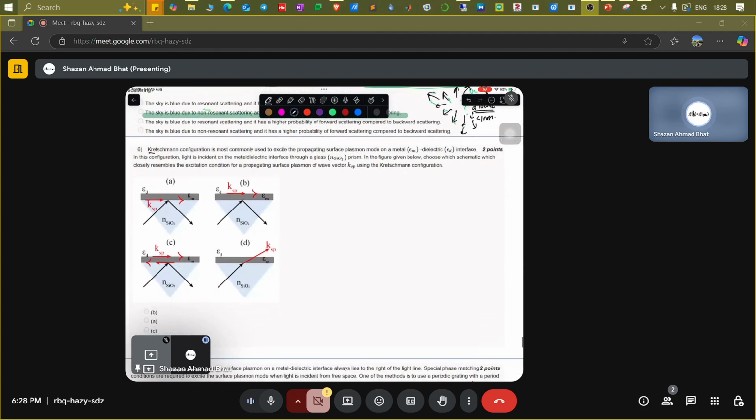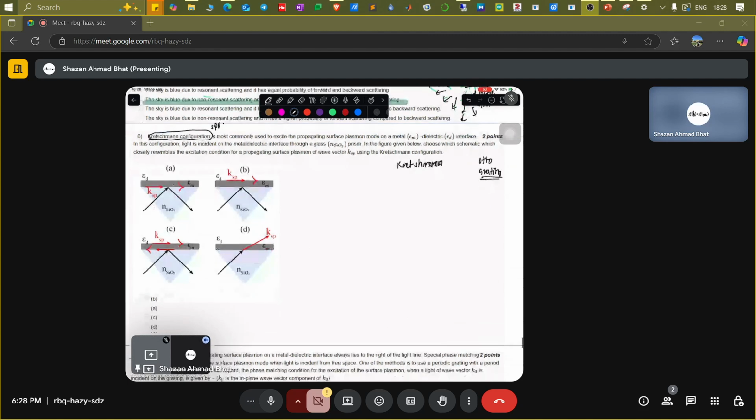Now this is the particular configuration of exciting the surface plasmon polariton, something called the Kretschmann configuration. There are many configurations. There is the Otto configuration also, and there is a grating configuration, which maybe there might be another question about. Kretschmann configuration.